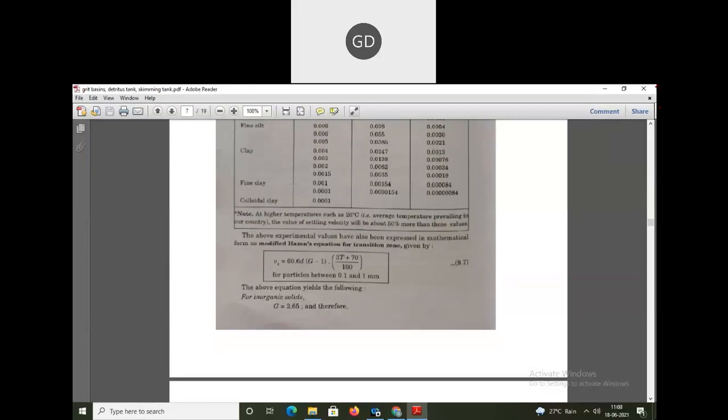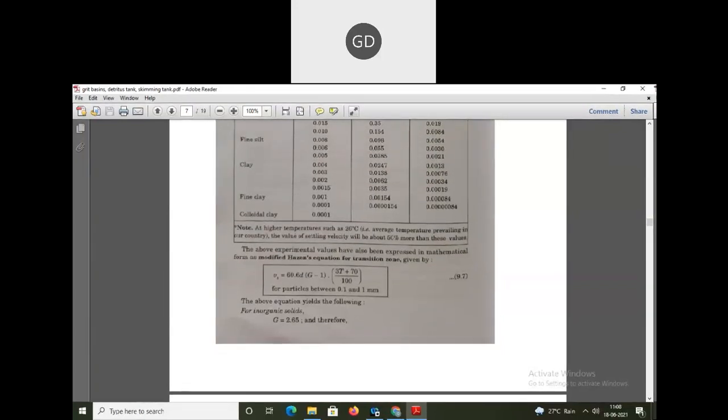Another equation is there. This one is known as the modified Hazen's equation for the transition zone. So if it is in the transition zone, like I told you, if the particles are between 0.1 and 1 mm, Hazen gave another equation, that is this one. This is another equation you can use when the particle size is lying between 0.1 and 1 mm.